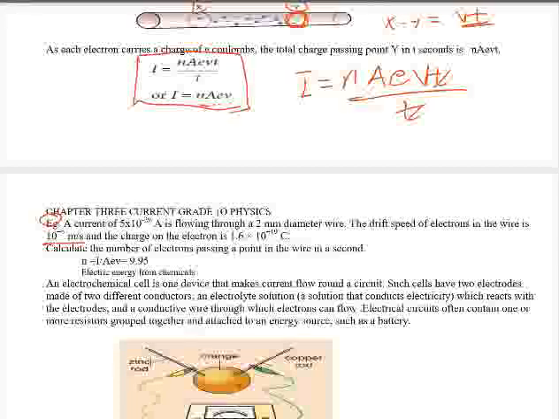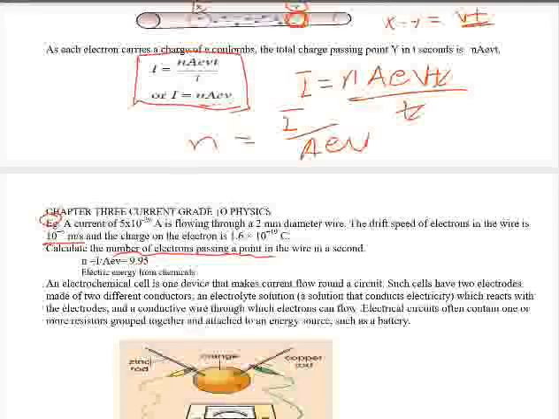Therefore, if you are asked to determine the number of electrons passing through this wire, N, we can solve from this for N. N is equal to current over A times e times v. The diameter, the drift speed, the current, and the charge on each electron are all given. Therefore, we can easily determine the number of electrons.